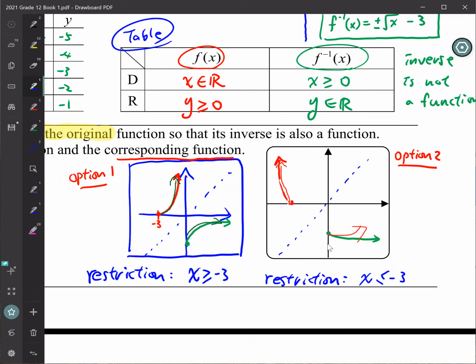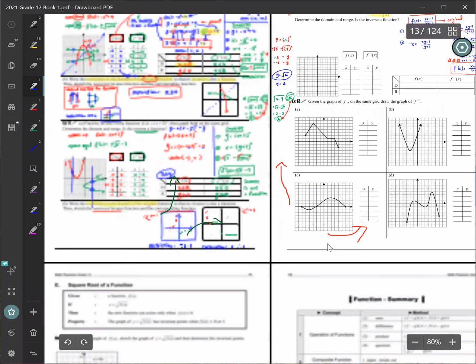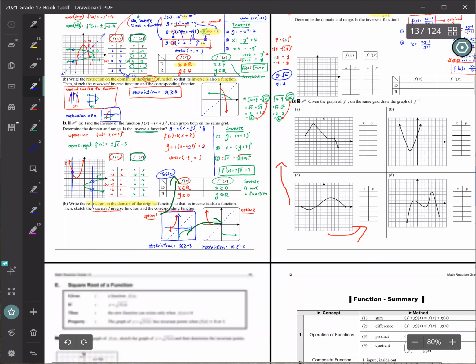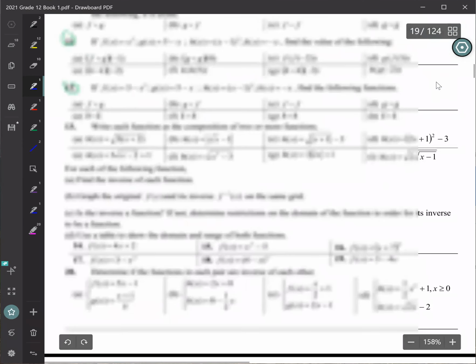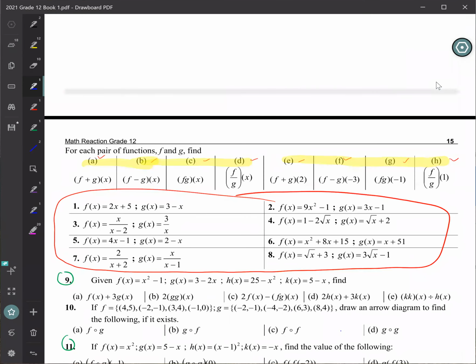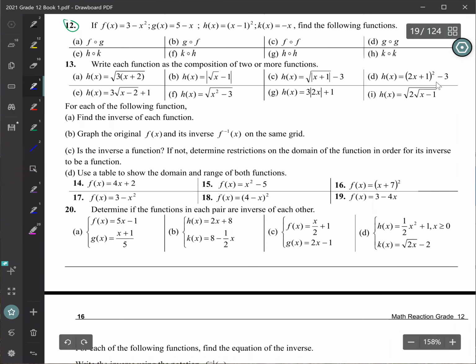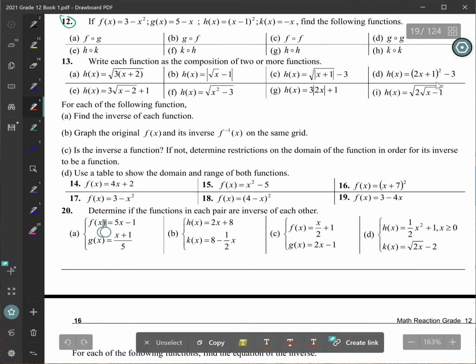Okay, so now let's take a look at the homework. What kind of question you get? Let me erase the drawings. So I'll be assigning these ones. This is on page 15, I guess. Page 15 again, right? So over here, for each of the following, first you find the inverse. We've done that, right? For those two questions. And then you graph the original and the inverse on the same grid.